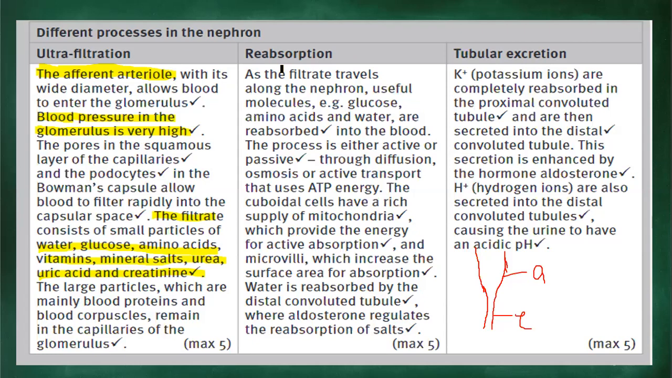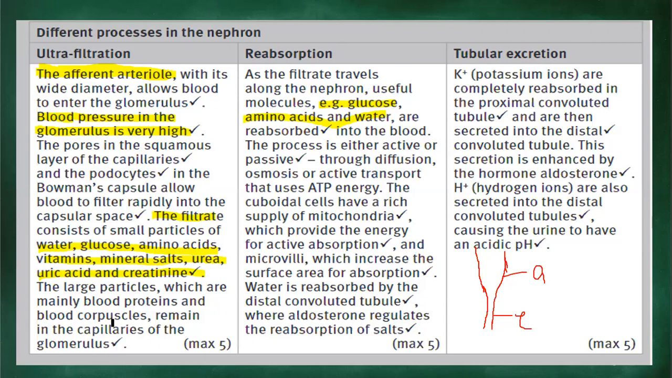As the filtrate travels along the nephron, useful molecules in the filtrate are reabsorbed. So what are these useful molecules? Glucose, amino acids, and water. The filtrate also includes mineral salts, urea, uric acid, and creatinine. But urea will just be excreted, so it's not going to be reabsorbed. Uric acid will not be reabsorbed. Creatinine will not be reabsorbed. So the useful ones, the ones required by the body at that particular time, such as glucose, amino acids, and water, will be reabsorbed into the blood.